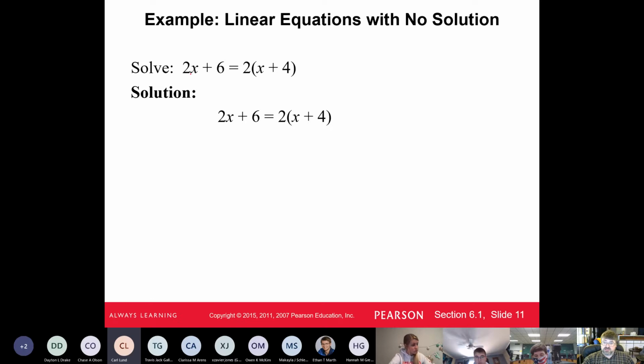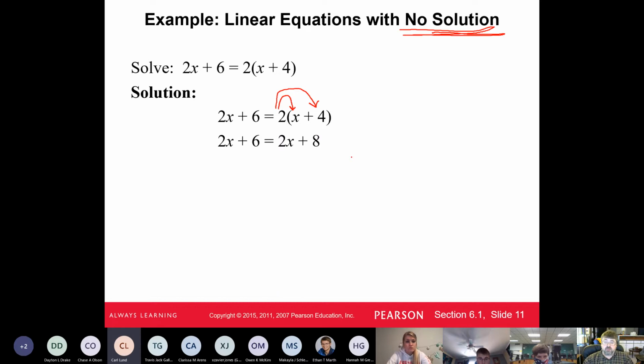You will usually not be told that there's no solution. If you're told there's no solution, there's no need to solve the equation. So instead, you just have to learn what to do when you come across that situation. So let's pretend we don't know that there's no solution to this problem. We want to solve it. So what should our first step be? You want to get rid of grouping symbols. So we're going to distribute. And so what we end up with is 2x plus 6 equals 2x plus 8.